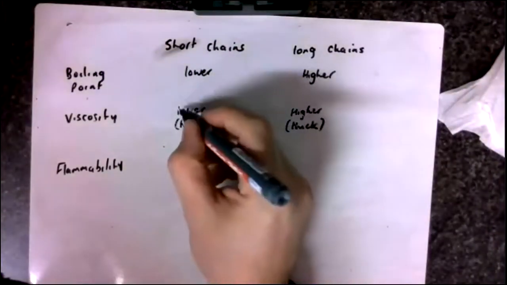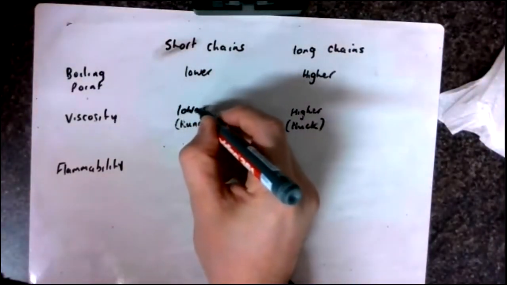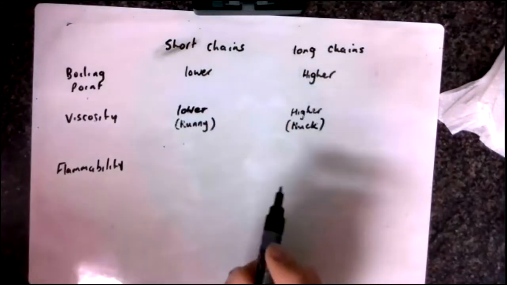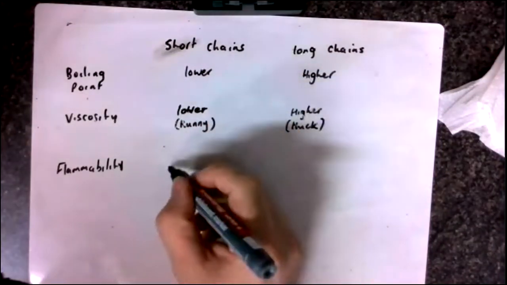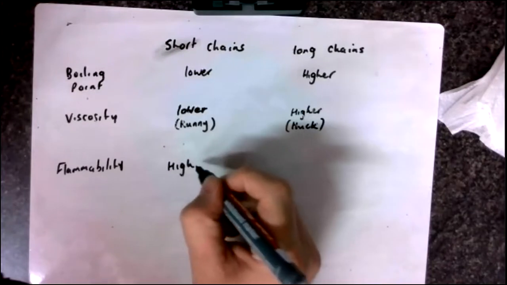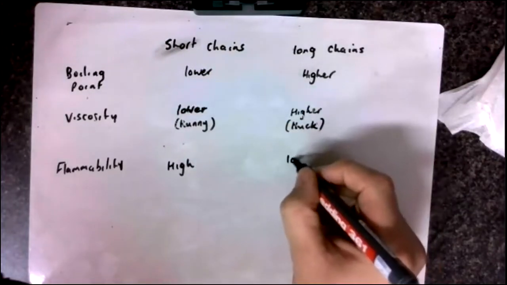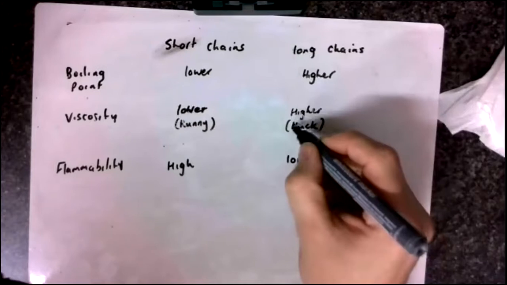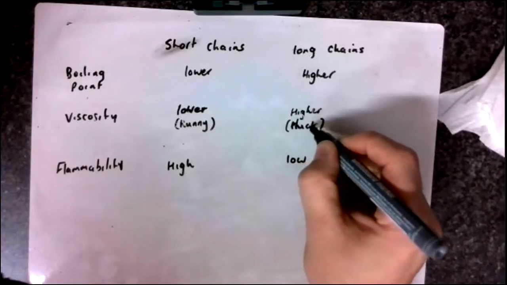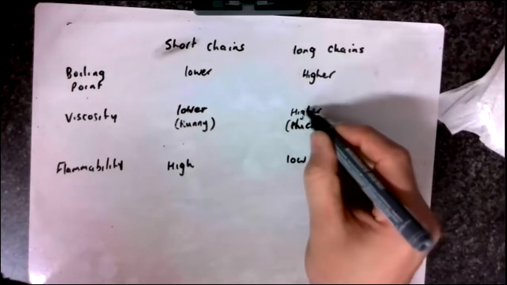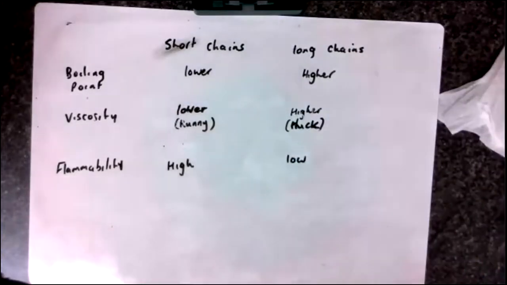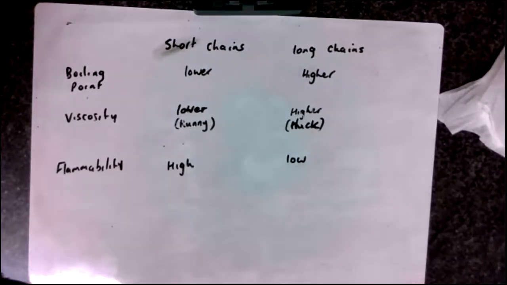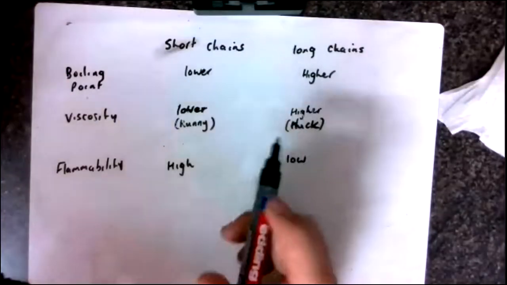So flammability for short chains is actually higher versus low flammability in the longer chains. Okay, so if you've got say a hydrocarbon that's 300 carbons long, then that is going to be nowhere near as flammable as a hydrocarbon with 2 carbons long.